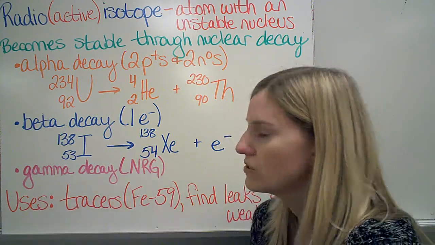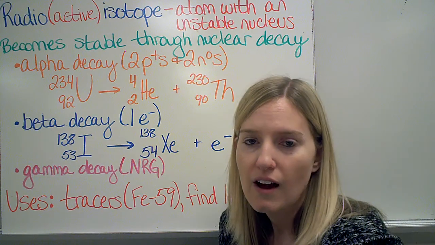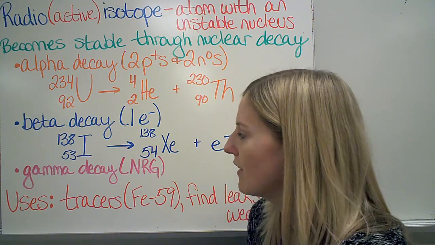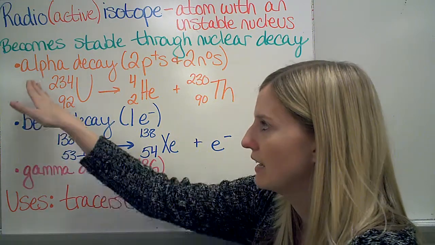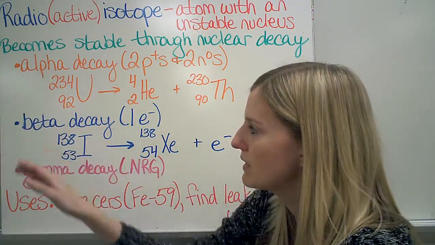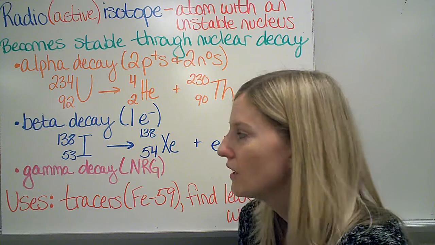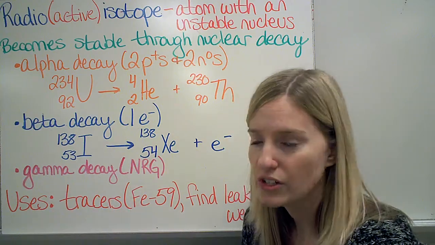Gamma decay is when you just release energy from the nucleus, and that's usually going to happen along with beta decay and alpha decay. So in alpha decay and beta decay, we're releasing particles. Gamma decay, we're just releasing energy.